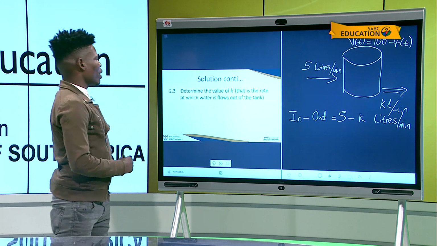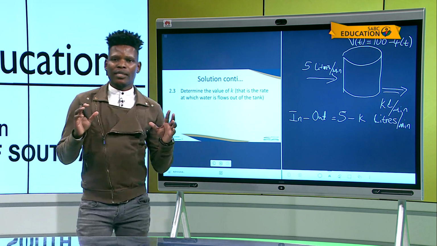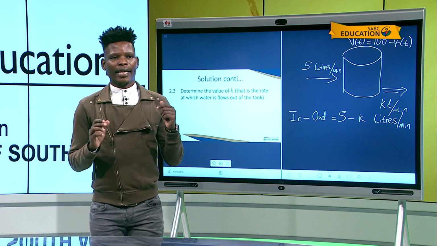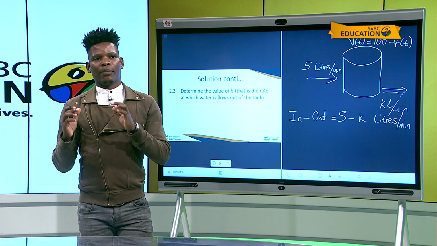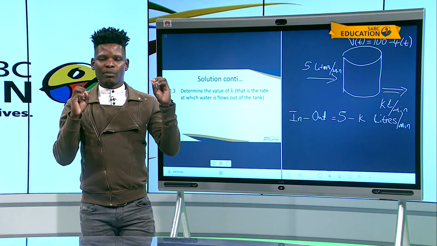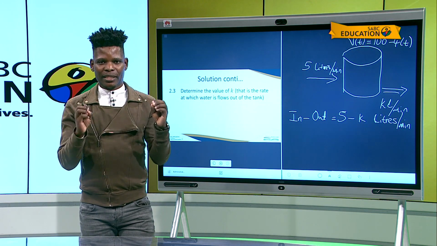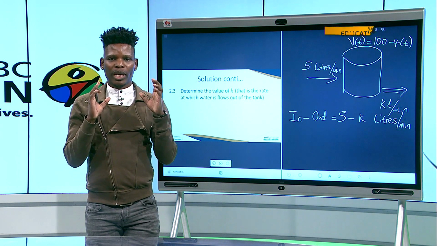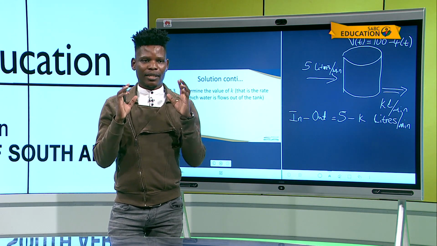In the next question, they want us to determine the value of K. Now we have two expressions for the rate of change. One is 5 minus k liters per minute. The other one is minus 4 liters per minute. Now, these two expressions both represent the rate at which the volume of the water is changing. So these two expressions are equal. That is what is going to be important for us to solve this question. These two rates are exactly the same, they are equal.